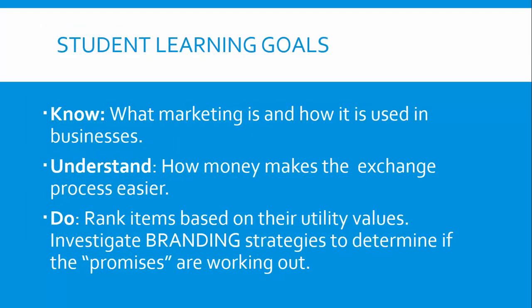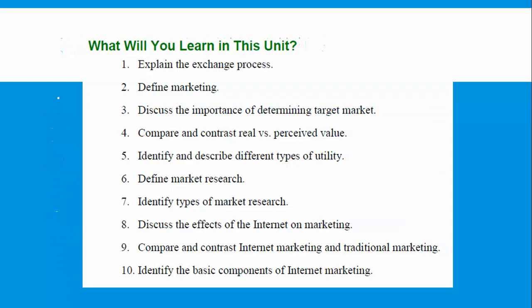Our learning goals for this week, you should know what marketing is and how it's used in businesses. So different businesses use marketing to help get their business off the ground. So you're going to learn what it is and how it actually is used. You should understand how money makes the exchange process a little bit easier. And then you'll be able to rank items based on their utility values. So this is the marketing aspect. We're going to investigate branding strategies to determine if the promises that brands make are actually working out.